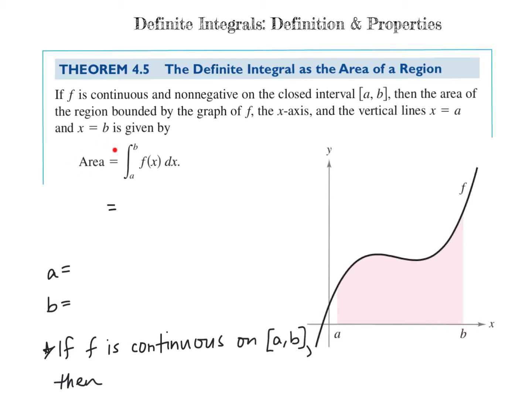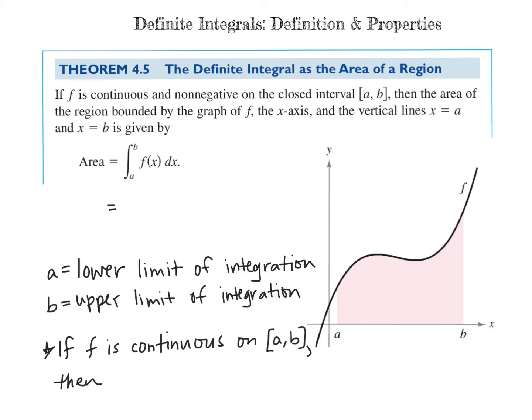Then the area of that region is defined as the definite integral from a to b of f of x dx. F of x is the function, dx is the variable of integration, and then a and b, like I already said, are the lower and upper limits of integration. Sometimes these are also referred to as the lower and upper bounds of integration. I have heard them referred to as both things.